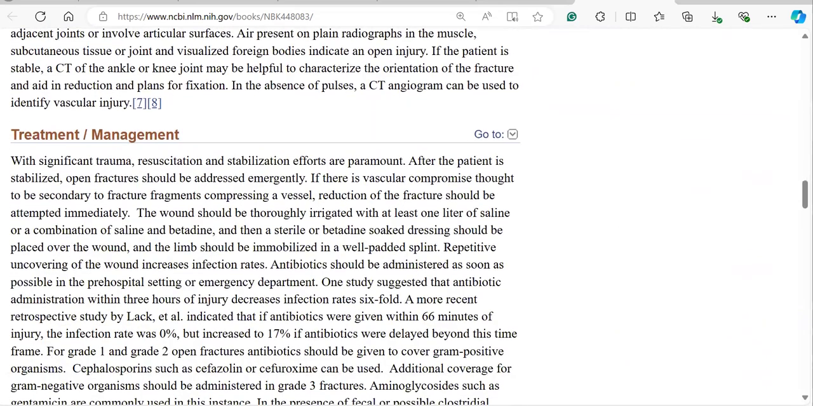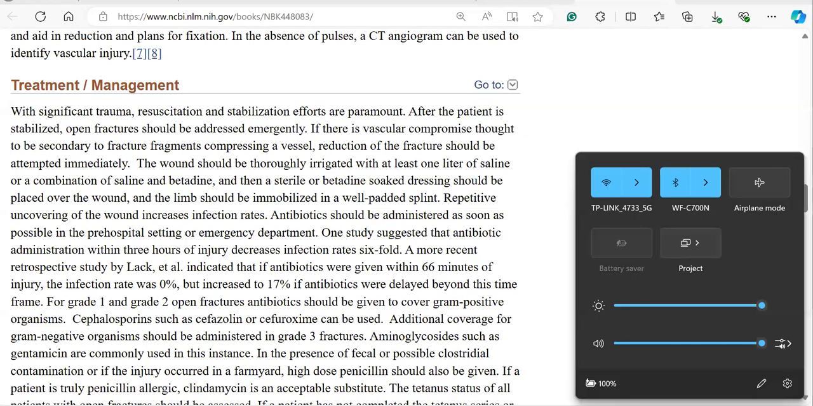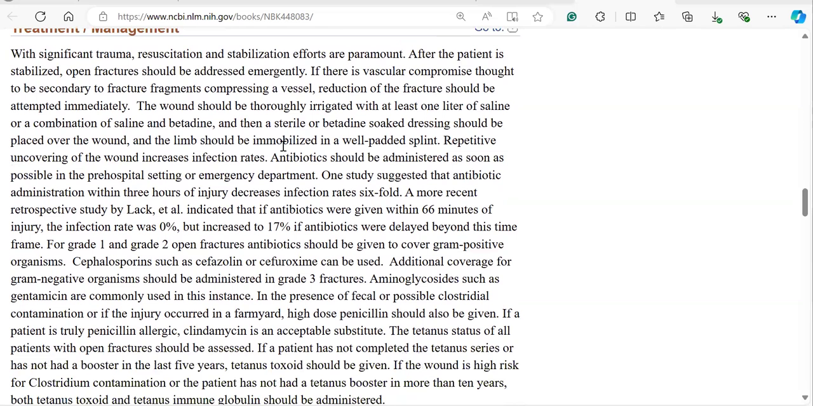With significant trauma, resuscitation and stabilization is the most important thing.